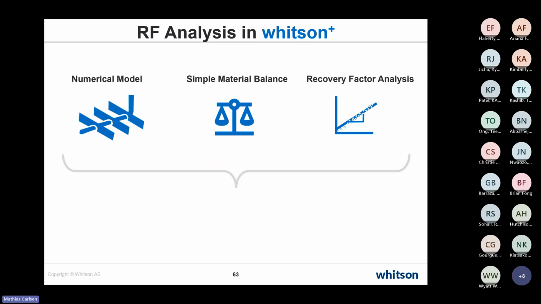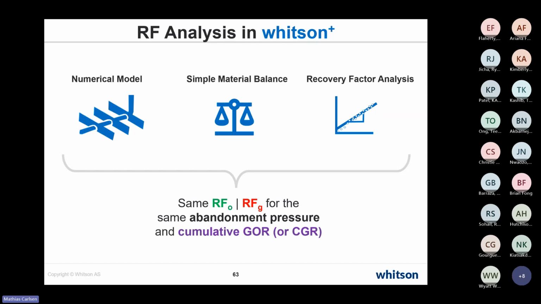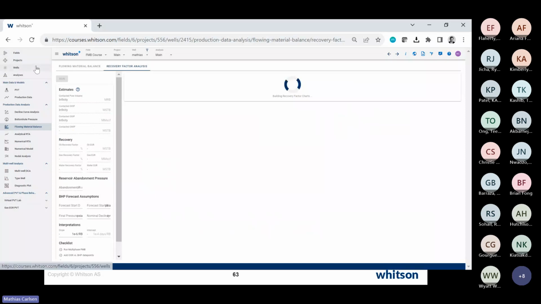I'm going to try to convince you, or you can convince yourself as well, that it's very easy to do this exercise where you check if they're actually giving you the same answer in all these different approaches. It's easy because if you have the same assumptions, the results are the same. The recovery factor for oil and the recovery factor for gas will be the same for the same abandonment pressure and also for the same cumulative GOR or CGR value. I'll try to convince you of that in a second.